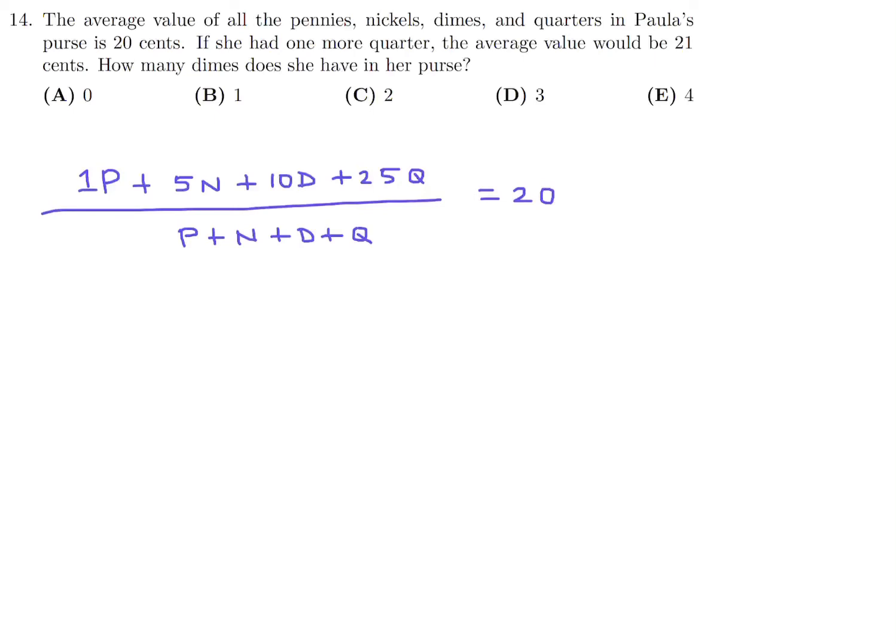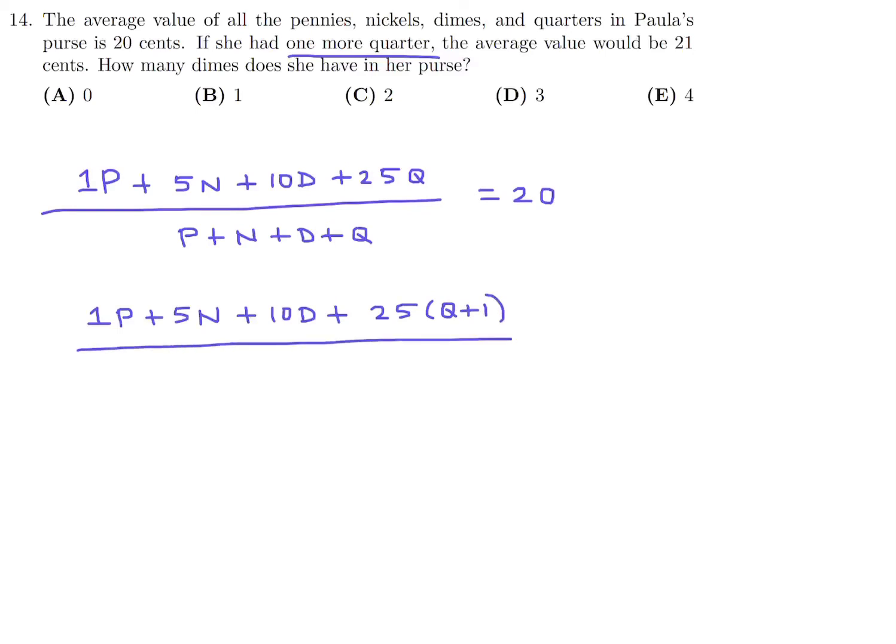Now our second equation is a little bit similar. It's 1P plus 5N plus 10D, but 1 more quarter. So instead of 25 times Q, it's 25 times Q plus 1. And the denominator is pretty much the same, except you have to add 1 additional coin. So Q plus 1 like that. And they tell you this average is 21 cents. All right, so we have to manipulate these to get a value for D, how many dimes.